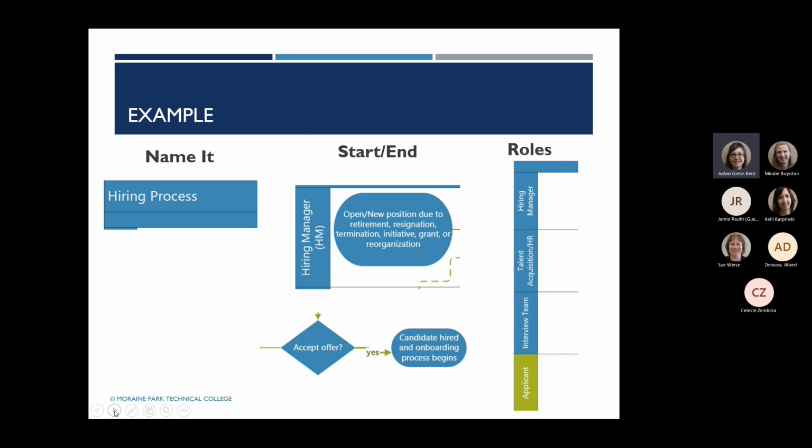What events end it? In our case, it starts pretty much on the hiring manager side of things, where a position is open. Maybe it's a new position, maybe it's an open position, but some sort of event triggered it, like a retirement, a resignation, termination, reorg, whatever the case may be. How does it end? Well, the candidate accepts the offer, they're hired, and then the onboarding process begins. That's a whole different process, and that's out of the scope. So that's where we ended. Who are the roles? Talked about this already: hiring manager, talent acquisition and HR put together, a separate interview team, and then the applicant.